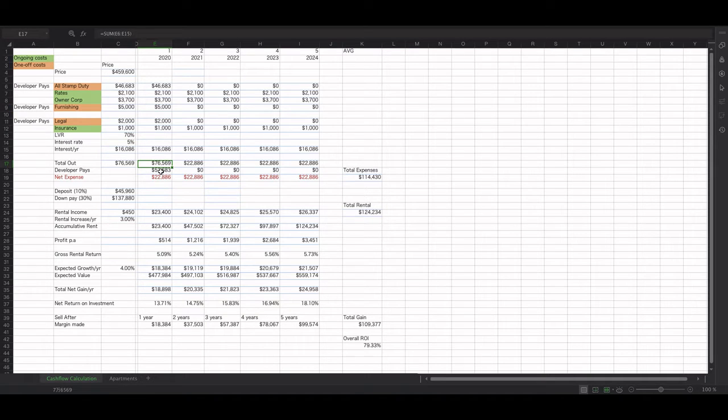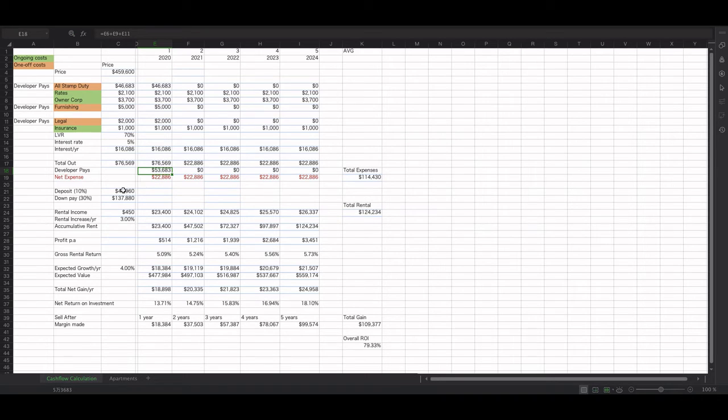But the developer will pay for the bulk of it. The developer will pay for the legal, the furnishing, and the stamp duty and the surcharge. And so the net expense is your total expense minus what the developer pays for you. So that's your total expense out of your pocket. Your total outgoing is basically the sum of all these expenses.